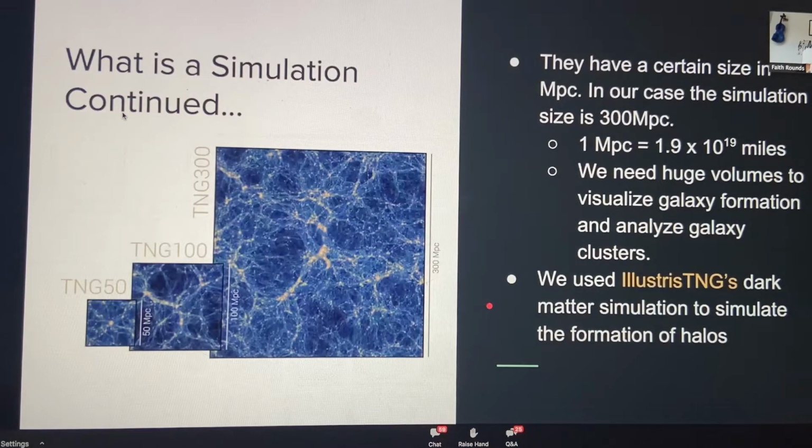So in order for us to simulate particles in our project, we needed to use a large simulation box. In our case, it was 300 megaparsecs. And we used the IllustrisTNG dark matter simulation in order to do this. IllustrisTNG is a project that creates large simulations for cosmologists to study galaxy formation and evolution.